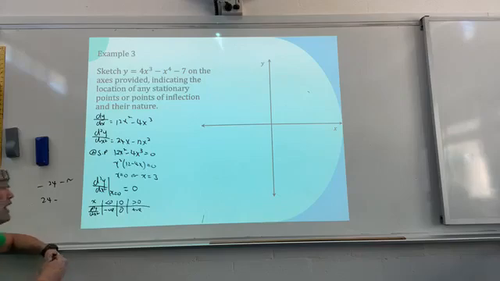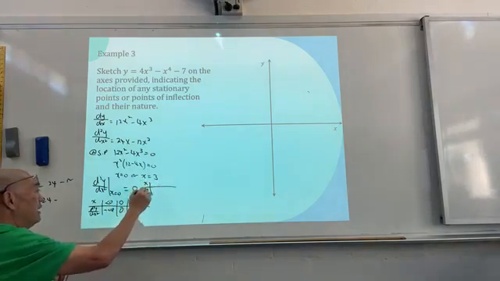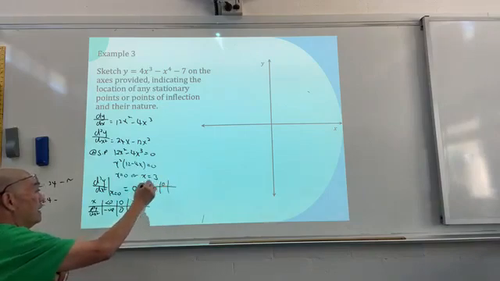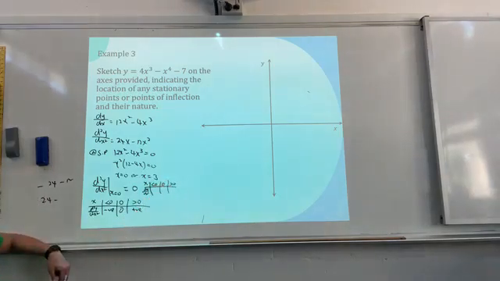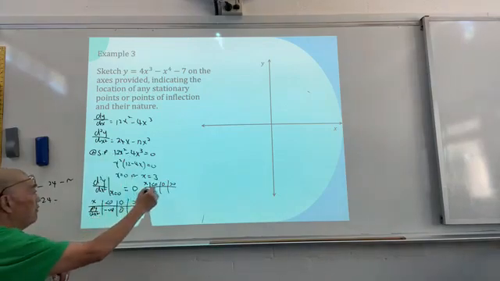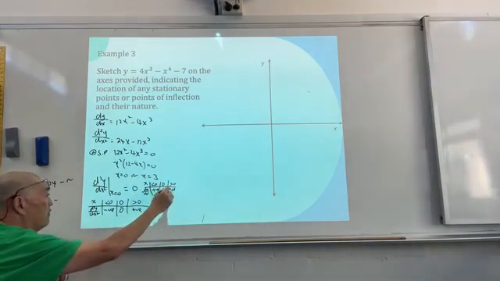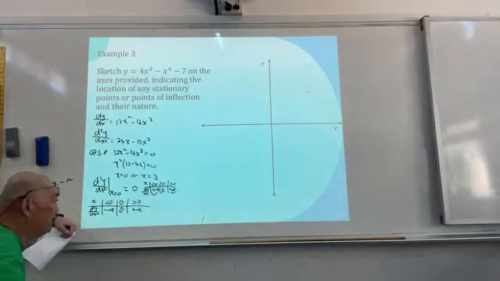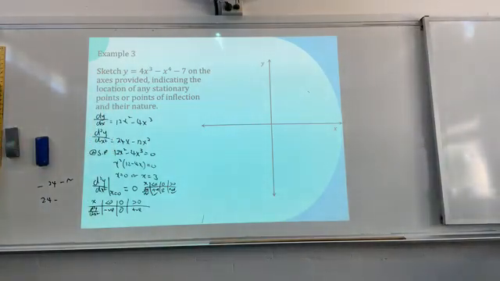Or you can use the sign test. If you use the sign test, dy/dx is positive to the left of x equals 0, zero at 0, and positive again to the right, so it is horizontal. It is up to you. You can use your sign test or concavity test. So you know that at that point, this is the point of inflection.